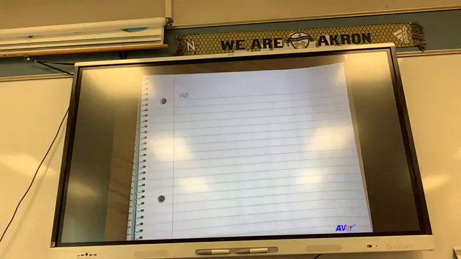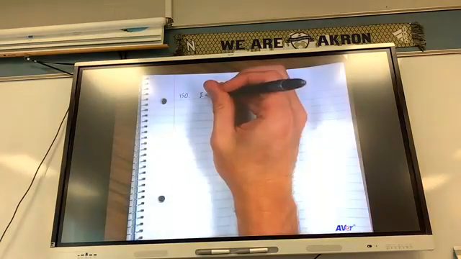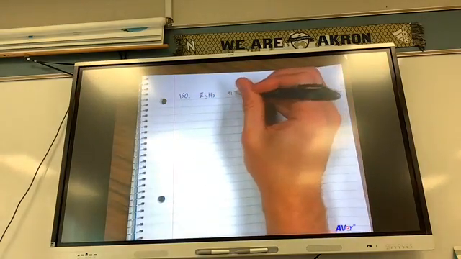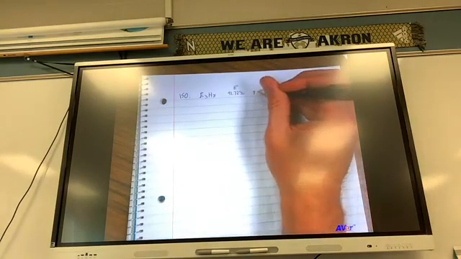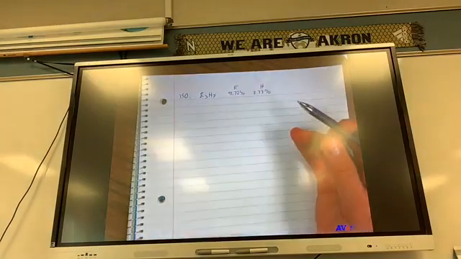On 150, the E3H8: a binary compound between E and H contains 91.27% E, 8.73% H. The formula is E3H8. Calculate the atomic mass of E. So let's write down what we have. E3H8, I have 91.72% E, and I've got 8.73% H. Also, this is my initials. That's why I picked this one.